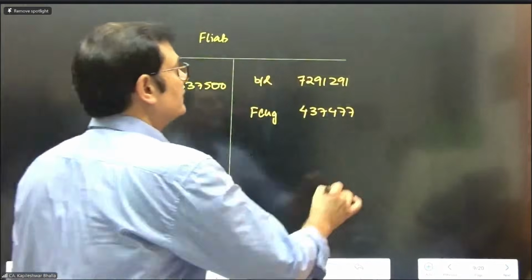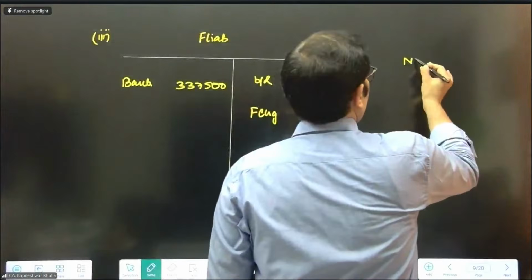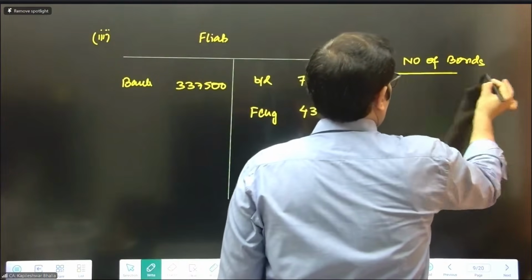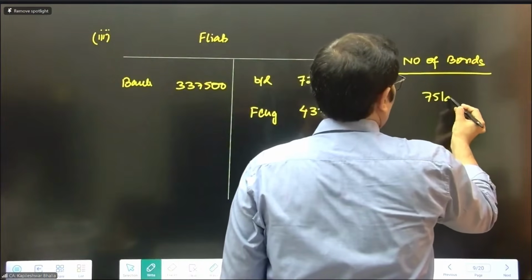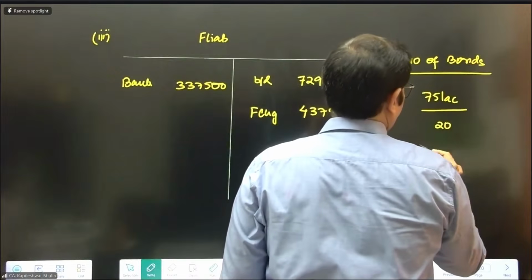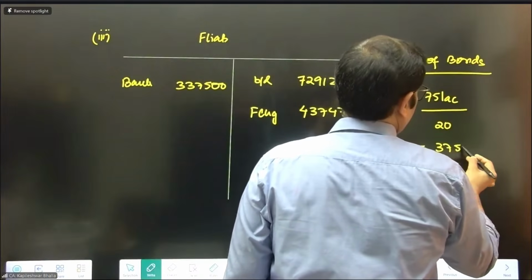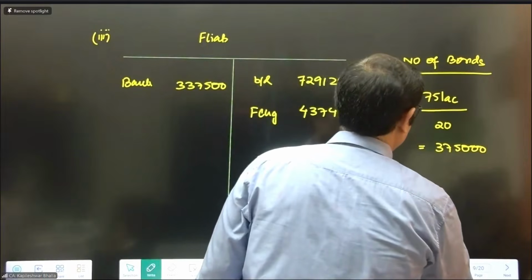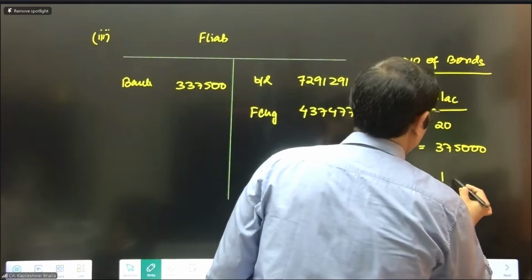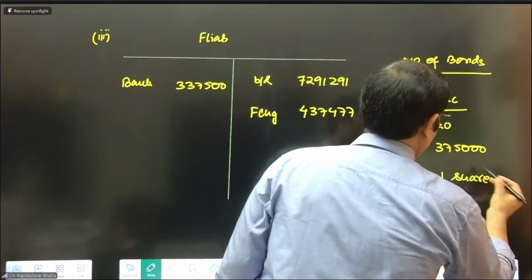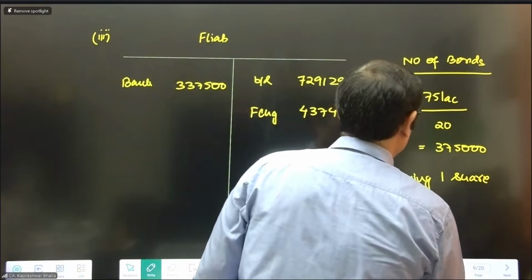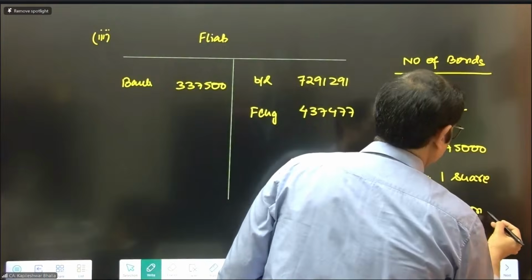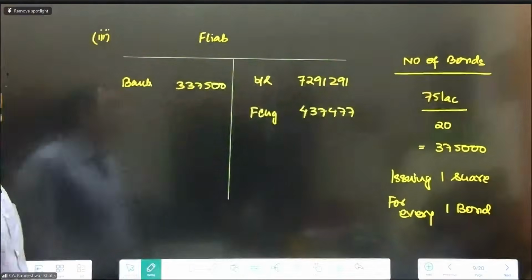So in this particular case, I'm just calculating the number of bonds. We're given the company's issued bonds of 75 lakhs with a face value of 20. So there are 3,75,000 bonds. We are issuing one share for every one bond. That's the instruction given in the question. So we're going to issue 3,75,000 shares.